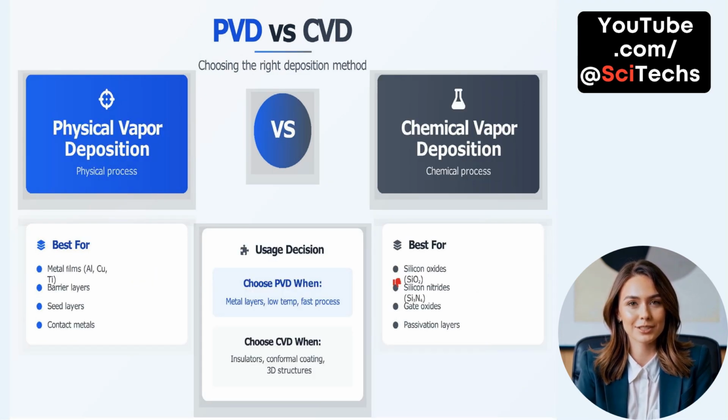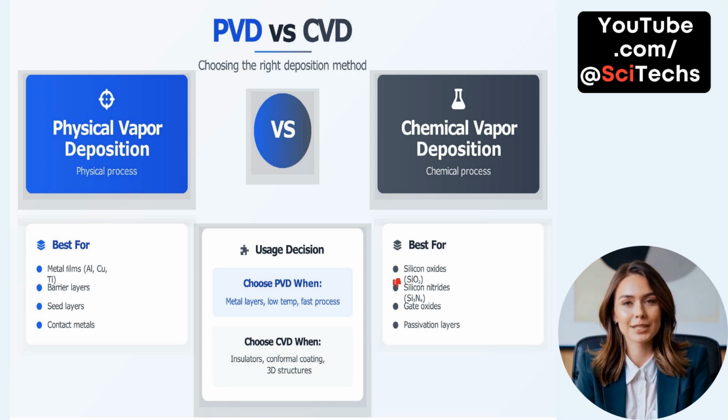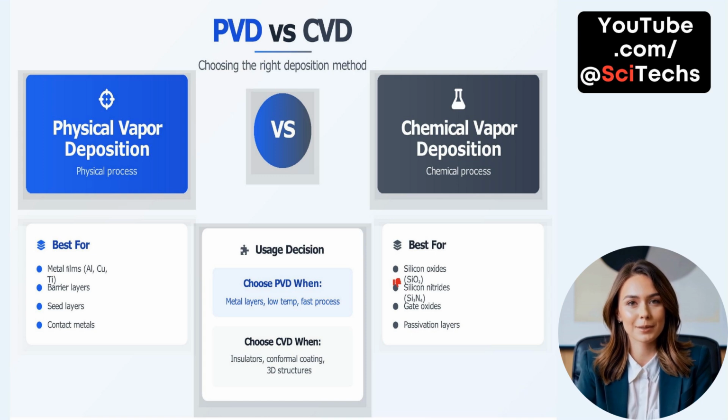PVD versus CVD. PVD, or physical vapor deposition, and CVD, or chemical vapor deposition, are two fundamental deposition methods used in semiconductor manufacturing, each with distinct mechanisms and ideal applications. PVD is a physical process, meaning materials are vaporized in a vacuum and deposited as thin films.